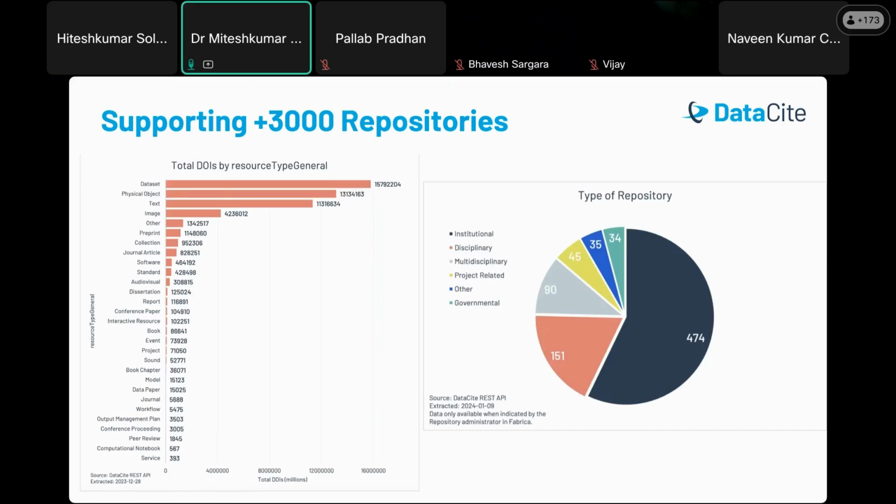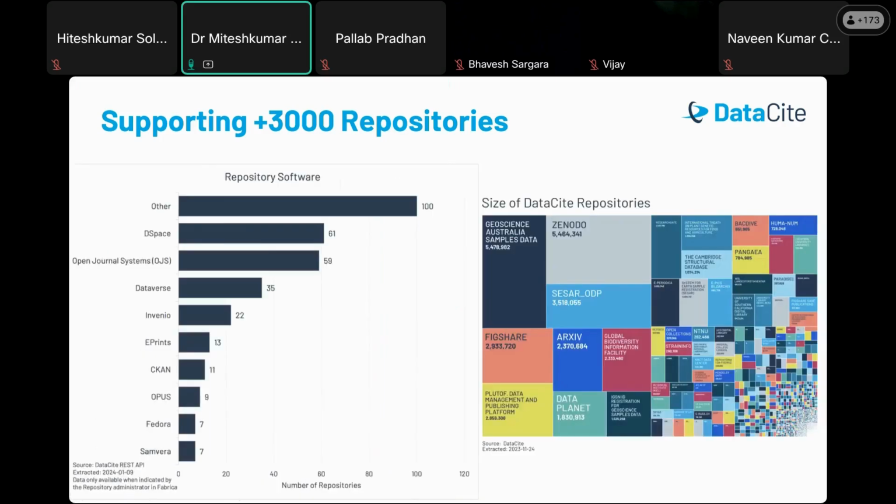If you look at the number of repositories, they are more than 3,000, and altogether all the data sets, physical objects, text, images, and other documents as per the list given here are indexed in the DataCite Fabrica platform. The majority of people are using DSpace as repository software. Then other software being used includes Dataverse, Invenio, ePrints, and CKAN.